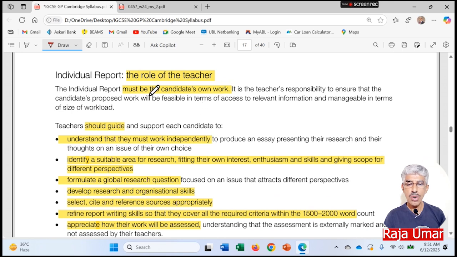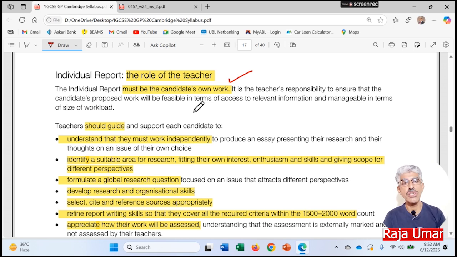So, role of the teacher. Number one, the candidates should not be taking help in writing the individual report directly from the teacher. What is the role of the teacher? The teacher should be explaining the things to you, can be helping you to draft a good question, how a good question can be formulated, and what should be the content, what should be the categories: introduction, global perspective, national perspective, possible course of action, sources evaluation, reflection, and conclusion. All these should be the headings.